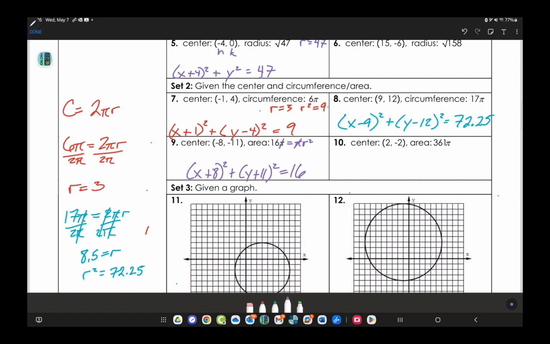Which means our last one here is x minus 2 squared plus y plus 2 squared equals 361, because you're just going to drop the pi.